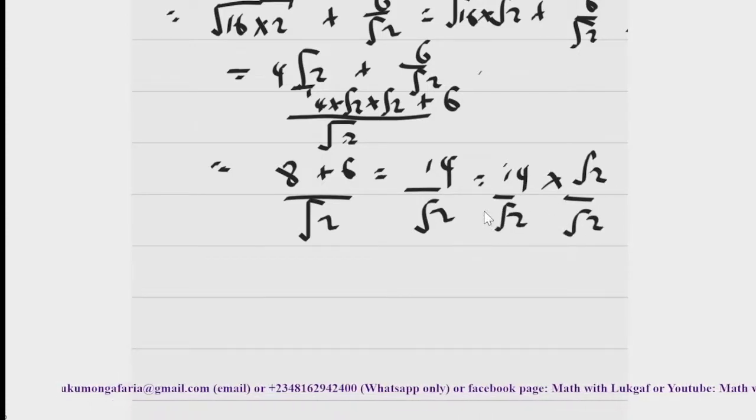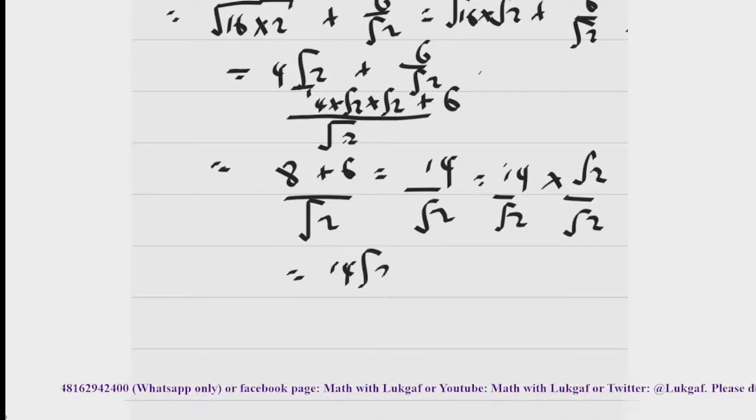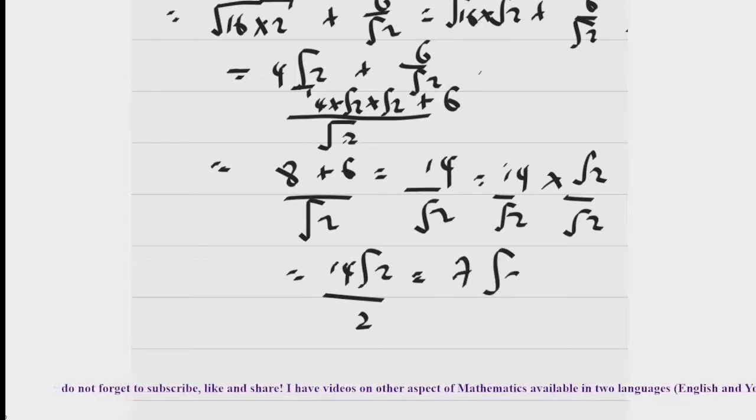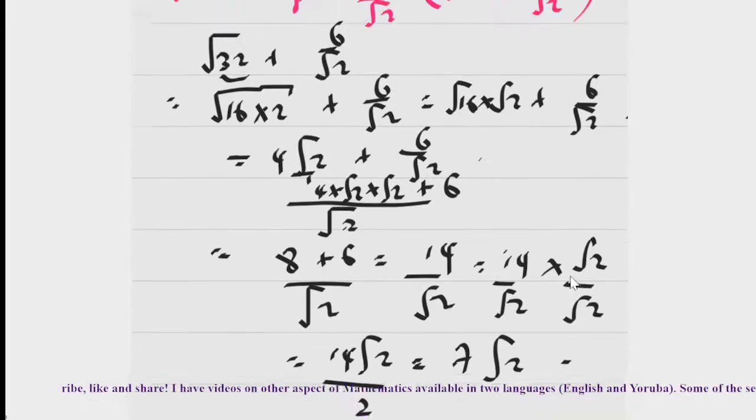Like I've explained in the last example. And this will now give me 14 root 2 divided by root 2 times root 2. Root 2 times root 2 is 2. So this will give you 2. And this guy will cancel this. 2 in 14 is 7. Then you have 7 root 2. So you have 7 root 2 as that.